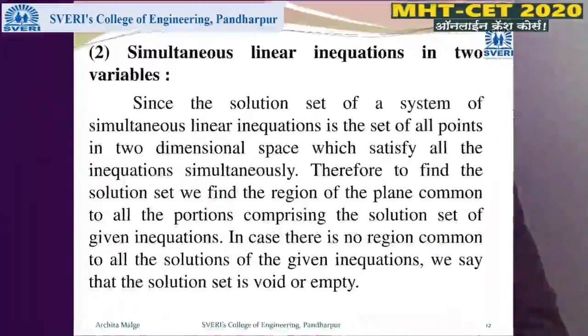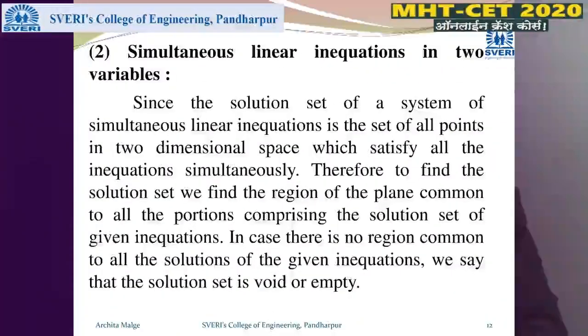If simultaneous linear inequations in two variables are given, first consider the solution set of a system of simultaneous linear equations. It is the set of all points in two-dimensional space which satisfy all the inequations simultaneously. Therefore, to find the solution set, we find the region of the plane common to all the portions comprising the solution set of the given inequations. In case there is no region common to all the solutions of the given inequations, we say that the solution set is void or empty.